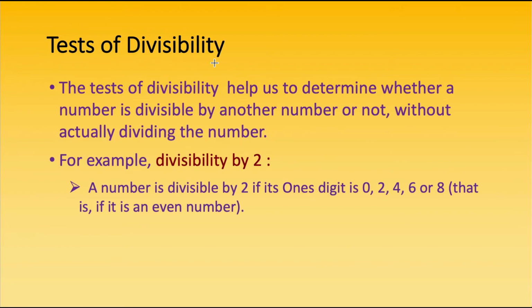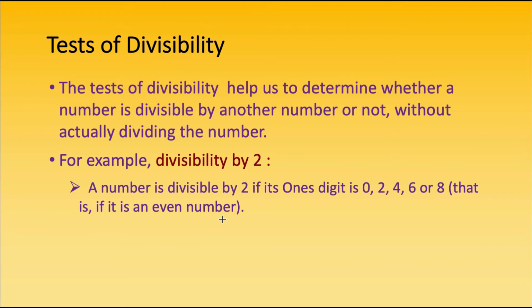Next, tests of divisibility. So the tests of divisibility help us to determine whether, determine means to find out, whether a number is divisible by another number or not, without actually dividing the number. For example, we have the test of divisibility by 2 as mentioned over here. A number is divisible by 2 if its ones digit is 0, 2, 4, 6 or 8. That is, if it is an even number, right?